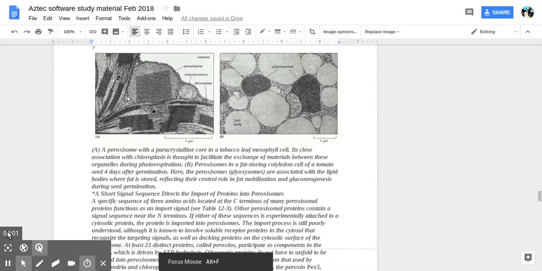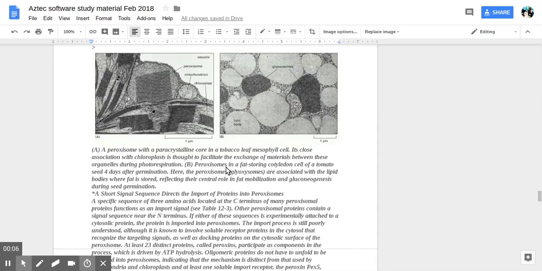Hey, we're continuing with life science and cell biology in a nutshell. We're learning about peroxisomes. On the left, this figure shows a peroxisome with a paracrystalline core in a leaf mesophyll cell of a tobacco plant. And it's showing the peroxisome's close association with chloroplasts, which facilitates exchange of materials between the two organelles during photorespiration.